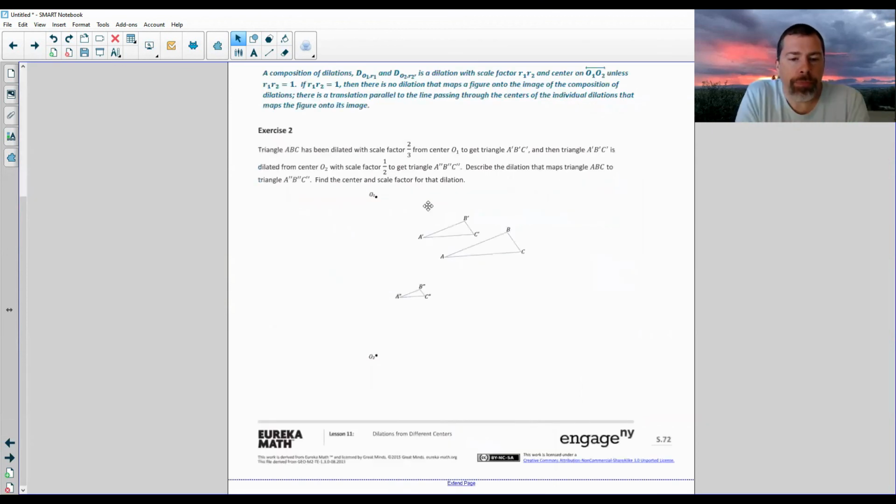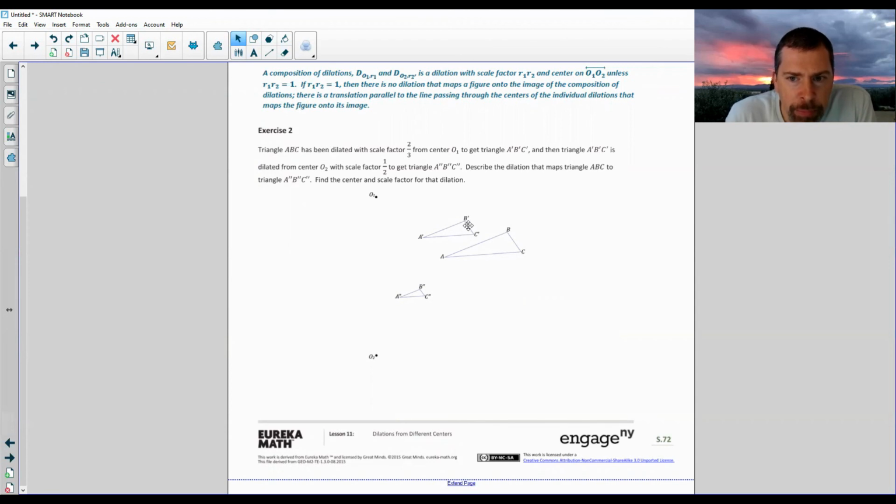Exercise 2. Triangle ABC, which is the biggest one right here, has been dilated with a scale factor of 2/3 from center O sub 1 right here. So 2/3 of it is smaller. It's A prime, B prime, C prime.